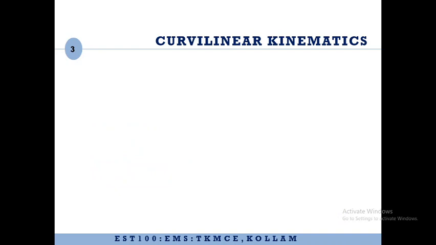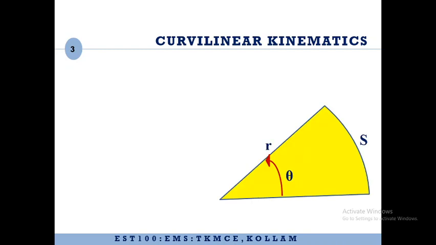So let us begin with a review of curvilinear kinematics. Let us consider a particle which is traversing a curved path. S is the distance along the curve, theta is the angular displacement or angular rotation, r is the radius of the curve. At any point the velocity of the particle will be tangential to the curved path.